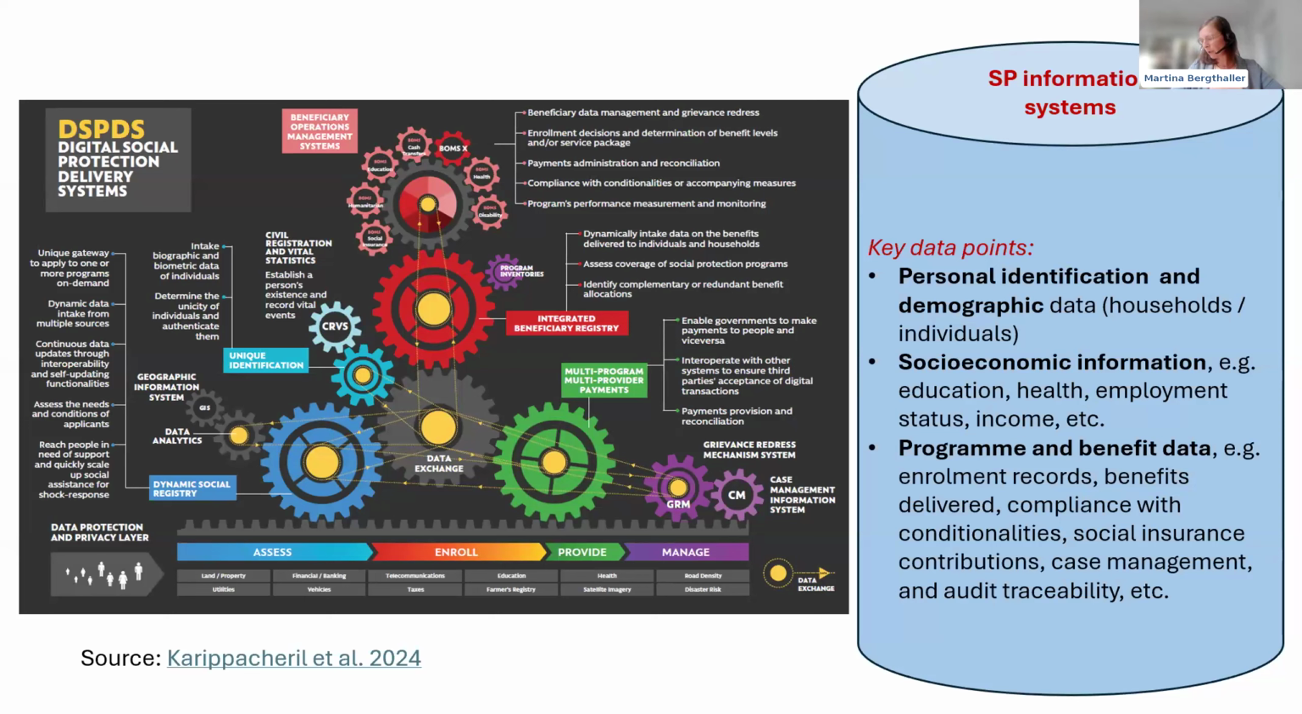The graph is from a recent World Bank publication, and it very beautifully shows the range of different management information systems that nowadays underpin social protection schemes and systems, and that are also more and more interconnected digitally. This includes social registries, integrated beneficiary registries, also individual program management information systems, program inventories, or case management information systems, just to mention a few.